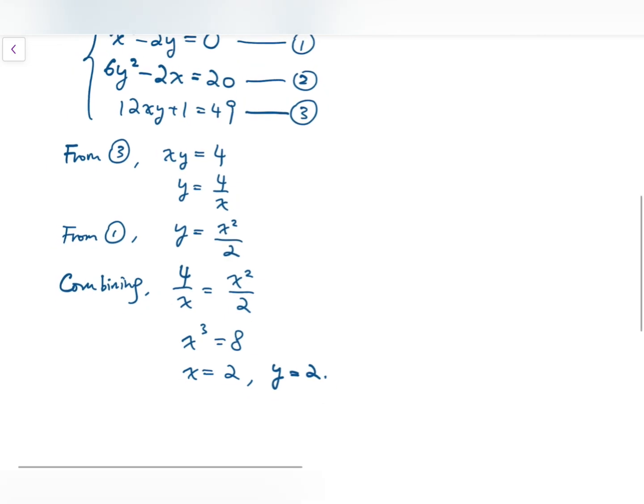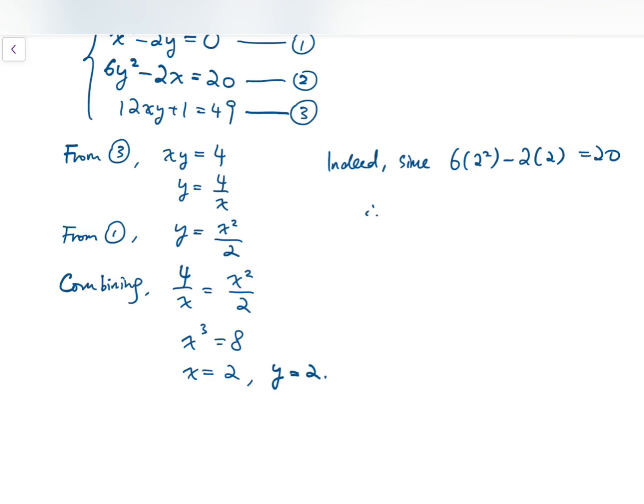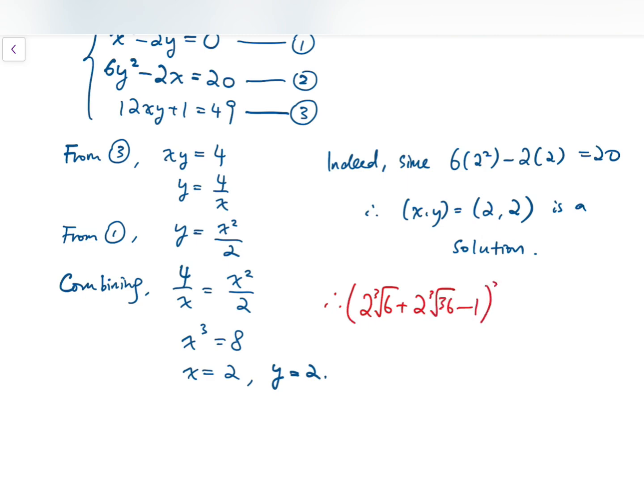And we can put them back into equation 2 and see whether it really holds. And indeed, since 6 times 2 squared minus 2 times 2 is really equal to 20, therefore 2 is really a solution. And that means, therefore, (2 times cube root of 6 plus 2 times cube root of 36 minus 1) whole squared is indeed equal to 49 plus 20 times cube root of 6.